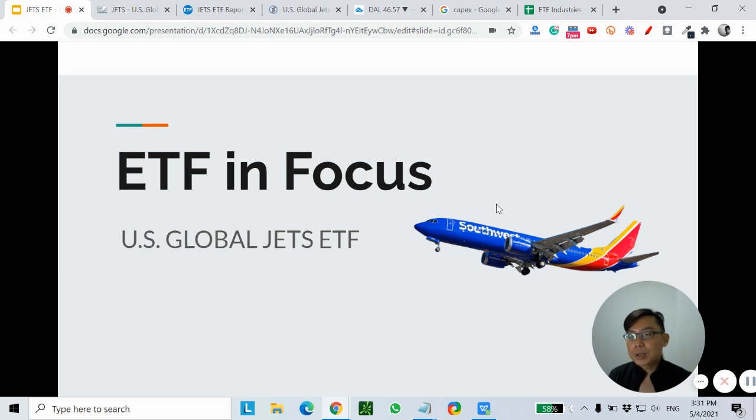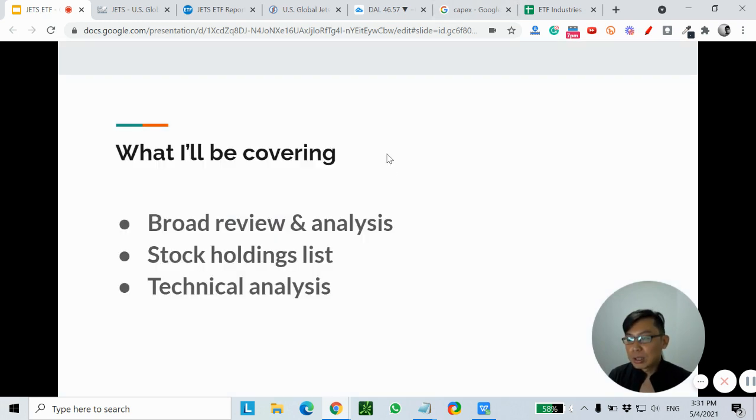What I'll be covering today is a broad review and analysis. For example, I'll share with you the stock holding list, whether this ETF gives dividends or not, what the AUM size is, etc. And also go through some of the TA aspect. I'll go through some of the charts of all these airline companies.